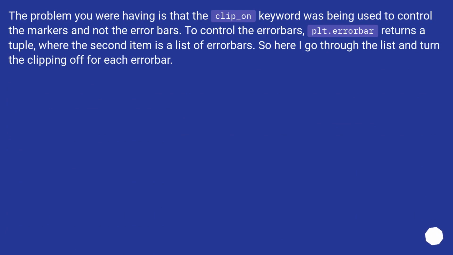The problem you were having is that the clip_on keyword was being used to control the markers and not the error bars. To control the error bars, plt.errorbar returns a tuple, where the second item is a list of error bars. So here I go through the list and turn the clipping off for each error bar.